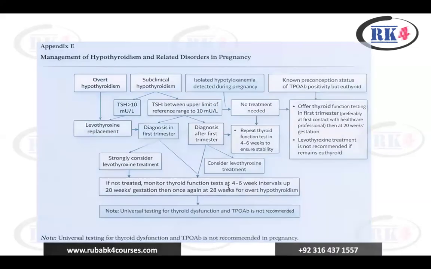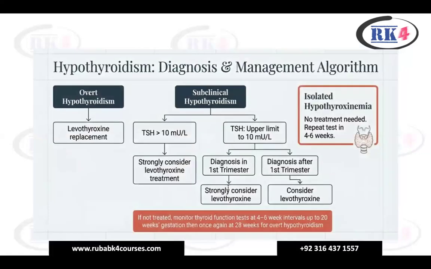Again, here it is simplified a bit, the same thing. Overt hypothyroidism, start levothyroxine. Subclinical hypothyroidism depends on TSH levels. If TSH is more than 10, you will strongly consider levothyroxine. If TSH level is up to 10 from the upper limit. So what is the upper limit defined in this guideline for TSH? It is 4 milliunits per liter. Up to 4 is acceptable, ideal is less than 2.5 TSH during the pregnancy and before conception.